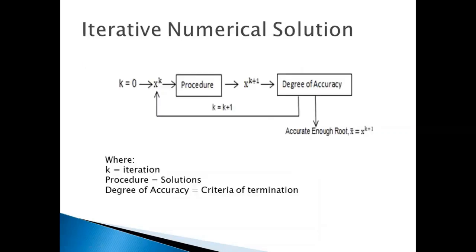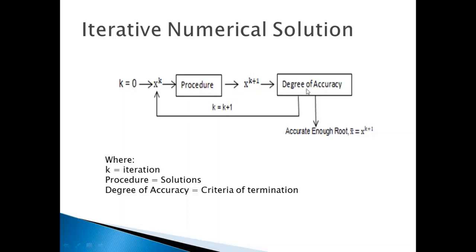Again, we're going to use the iterative numerical solution formula, in which the algorithm is this: we are given an initial value of our root of the equation. Then it undergoes a certain procedure. After that, the result is x k plus 1. This value is tested to see if it passes the given standard. If it does pass, it automatically becomes the root of our equation. So in all methods, x raised to k plus 1 is our basis.